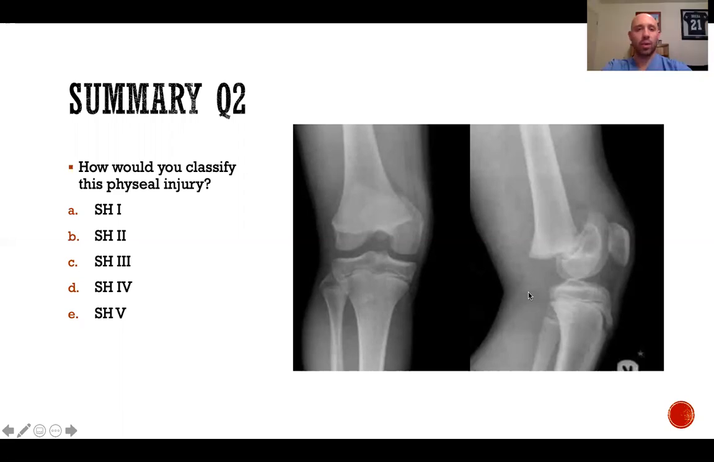So look at the way it's displaced. Look at the individual fragments. Look at the more proximal aspect of the distal femur and the epiphysis. Try to see if you see any fracture lines going through the metaphysis or the epiphysis. That will give you some help to answer this question.